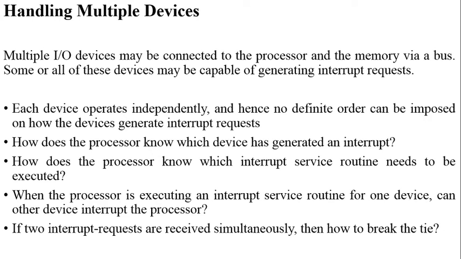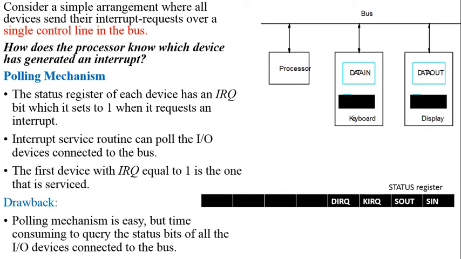These are some difficult tasks we have to face in case of handling interrupts from multiple devices. So we need a separate mechanism for handling all these situations. Consider this arrangement: the bus is associated with a processor, keyboard and display unit. How does the processor know which device has generated an interrupt?